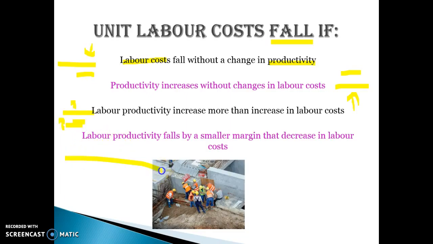And if they both fall, but labour productivity falls by a smaller margin than the decrease in labour costs, so if productivity went down by 2%, but labour costs went down by 10%, again, unit labour costs will fall. So you need to be really aware of all the things that can cause a fall in unit labour costs. 1, labour costs fall. 2, productivity increases. And then 3 and 4, productivity increases by more than labour costs increase, or productivity falls by less than labour costs fall.